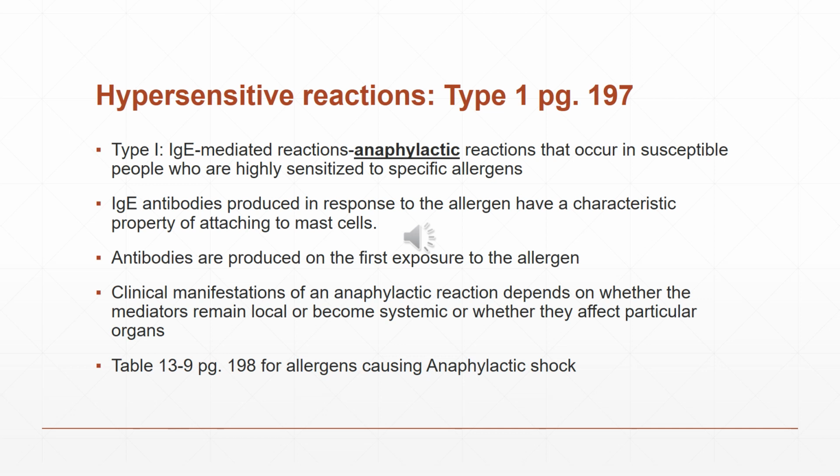Antibodies are produced in the first exposure to the allergen. So the very first time you're introduced to the allergen, antibodies are starting to be produced. A clinical manifestation of an anaphylactic reaction depends on whether the mediators remain local or become systemic, or whether they affect particular organs. If you look on table 13-9 on page 198 for allergens that cause anaphylactic shock.